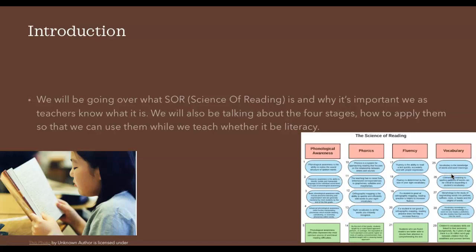The introduction. We will be going over what SOR, also known as Science of Reading, is and why it's important for us as teachers to know what it is. We will also be talking about the 4 different stages and how to apply them so that we can use them while we teach, whether it be literacy.